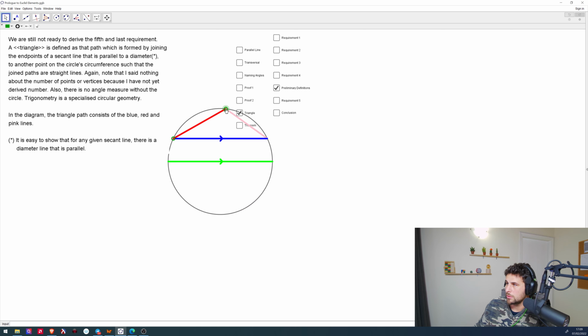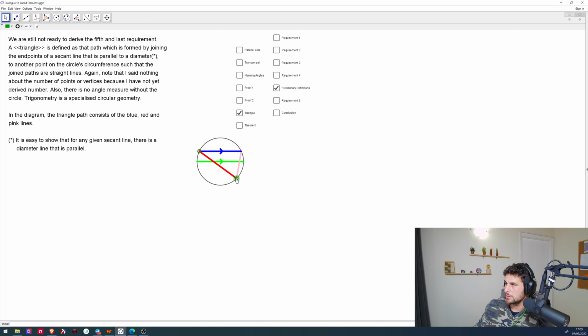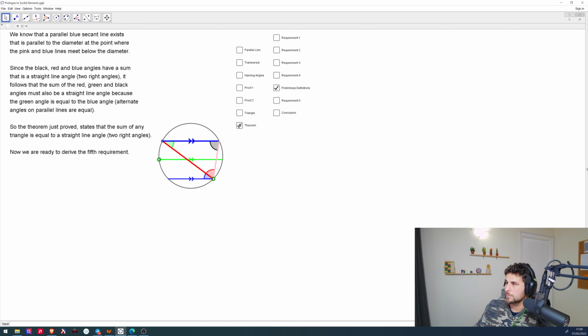So this dynamic applet shows all these possible triangles. So now we need a theorem.